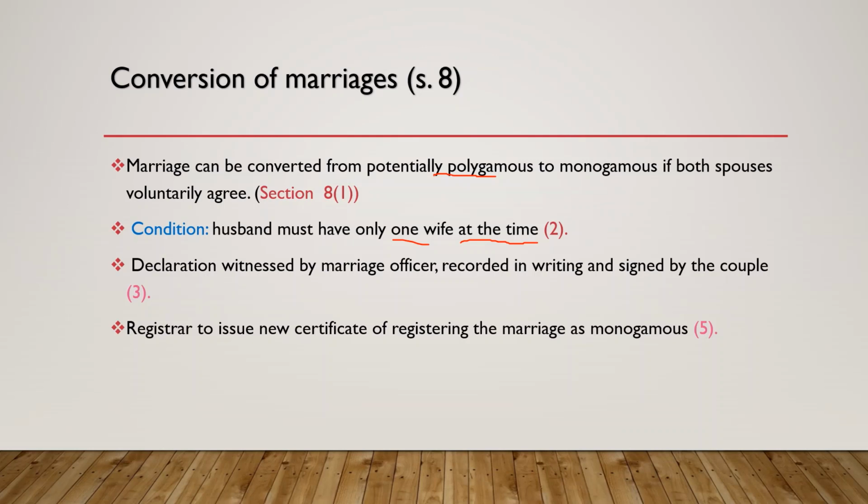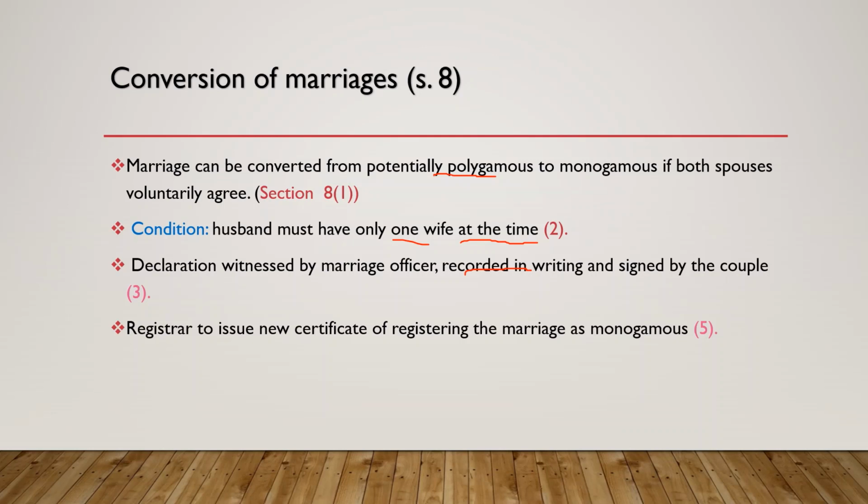Number 2, when this happens, there has to be a declaration witnessed by a marriage officer, recorded in writing and signed by the couple, meaning that if you went for a traditional Kikuyu wedding and your husband up to now has you as his only wife, then you can actually change that situation by converting your marriage into a monogamous one. Going ahead, of course, to do a declaration with a marriage officer, and then it's written and it's signed by the couple. This is according to section 8.3 of the Marriage Act of Kenya 2014.